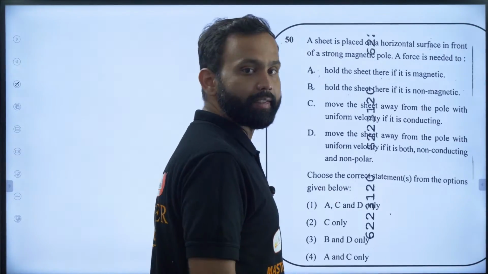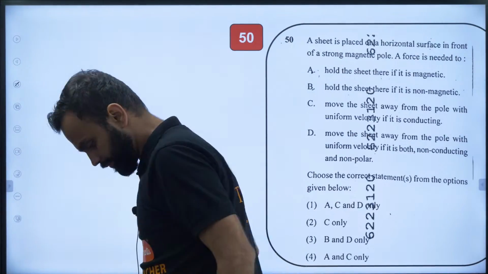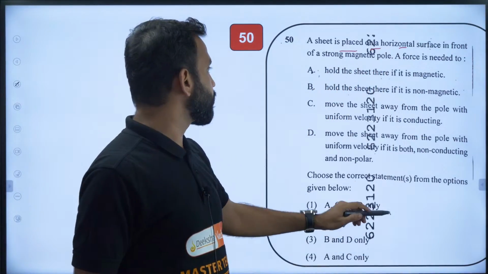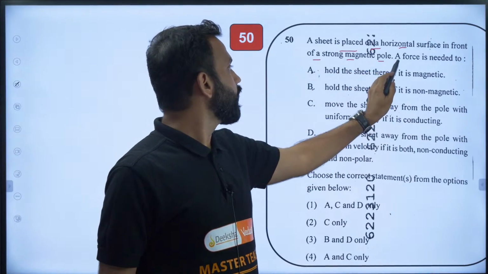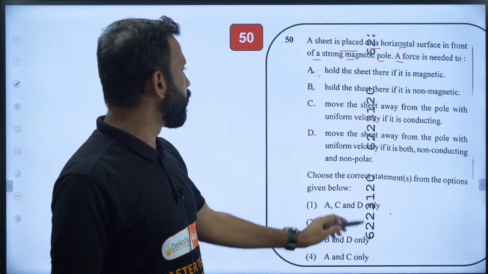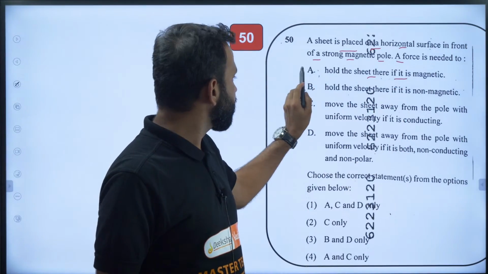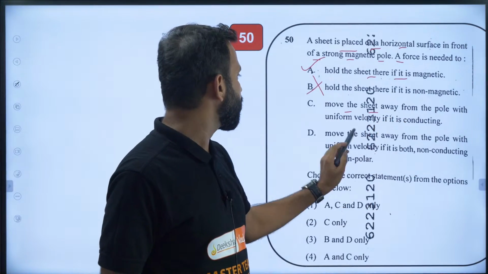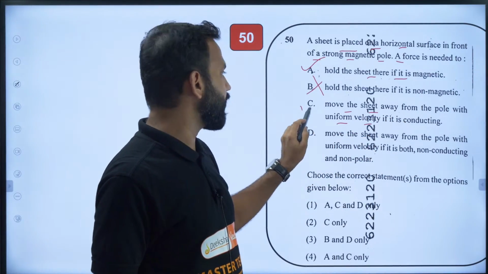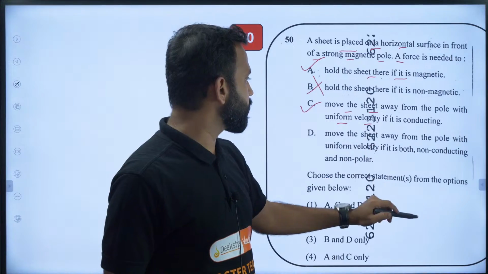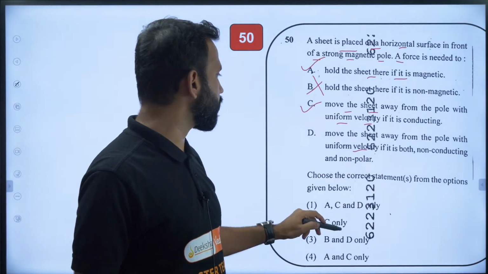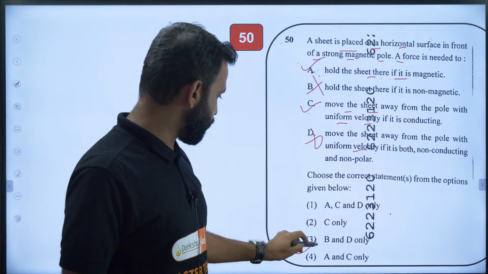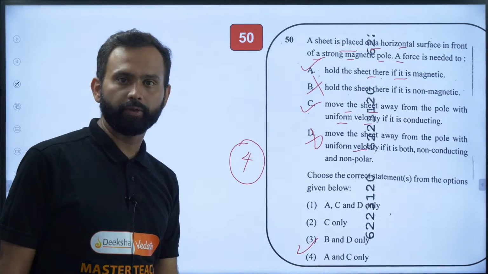Understood? And then the last one, question number 50. A sheet is placed on a horizontal surface in front of a strong magnetic pole. A force F is needed to hold the sheet there if it is magnetic. Correct. Hold the sheet there if it is non-magnetic. Wrong. Option C, move the sheet away from the pole with uniform velocity if it is conducting. Correct. And move the sheet away from the pole with uniform velocity if it is both non-conducting and non-polar. Wrong. So the correct statements are A and C. So the correct option is 4.